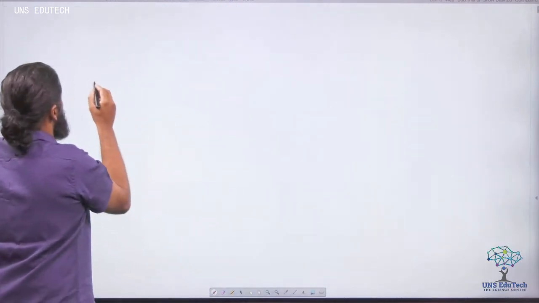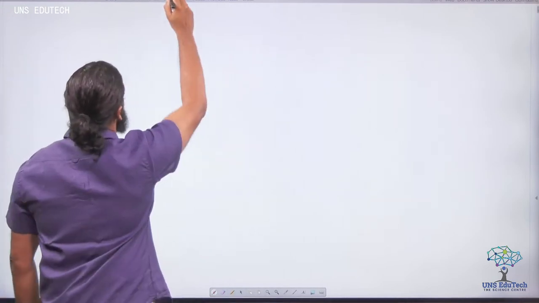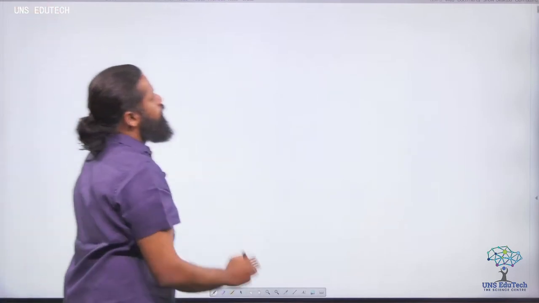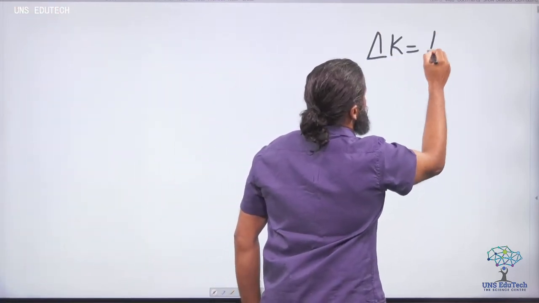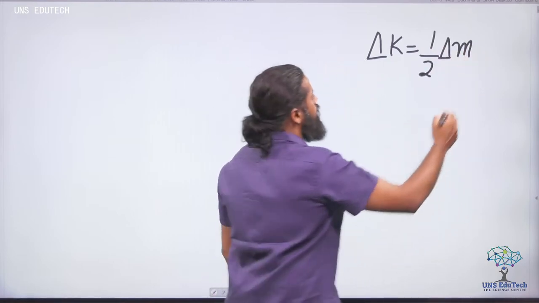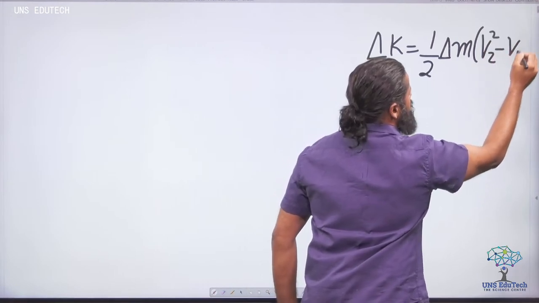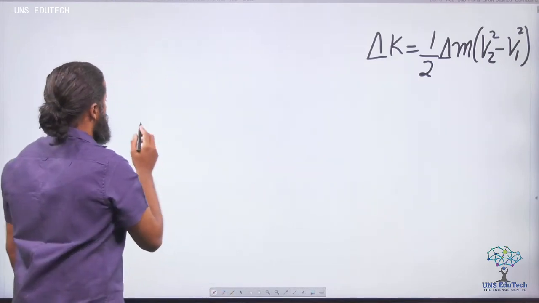The kinetic energy change, delta K, is nothing but, you already know, half into delta m. Delta means a small change. Delta m into V2 square minus V1 square. This should be equal to the total work done. What is the total work done?